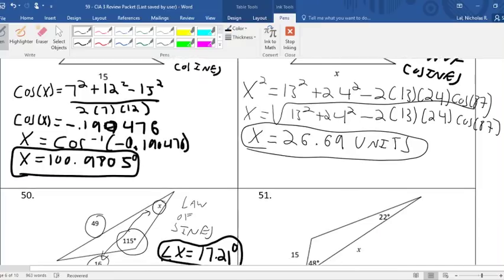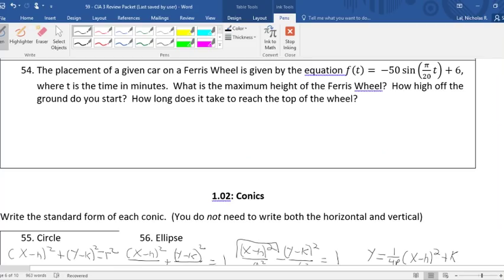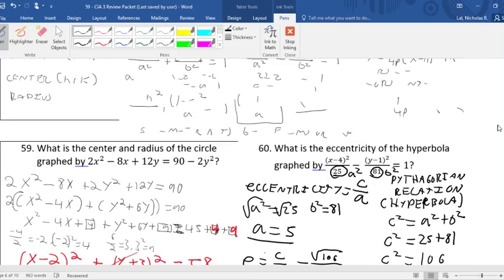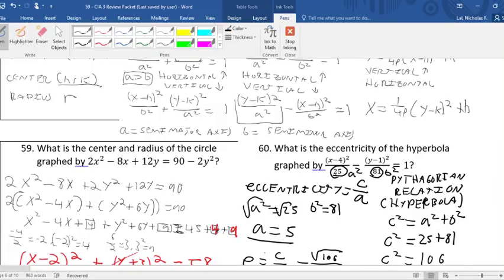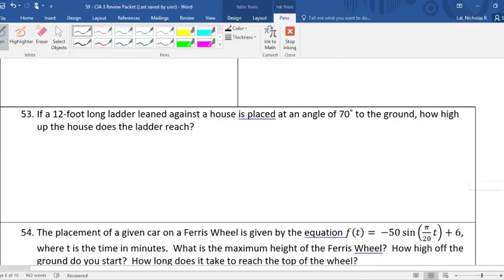Let's go to problem. Sorry about that. This is getting a little wonky.